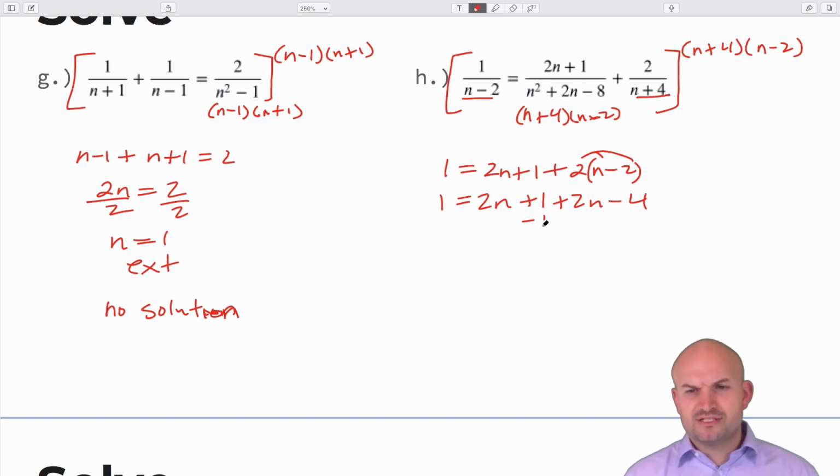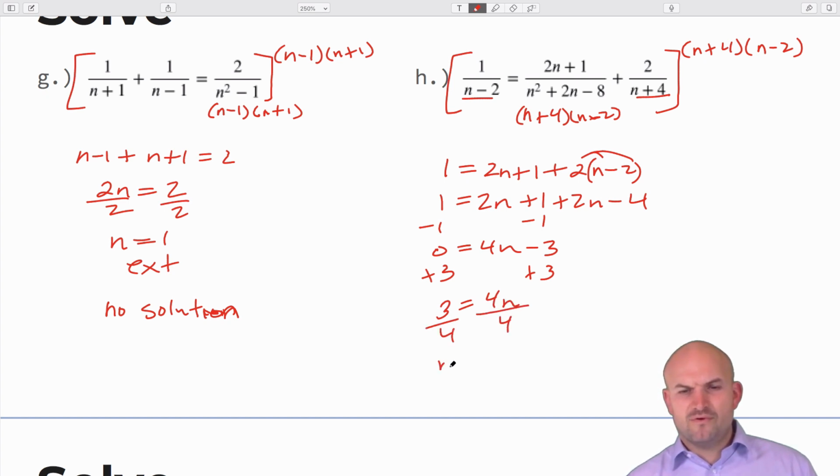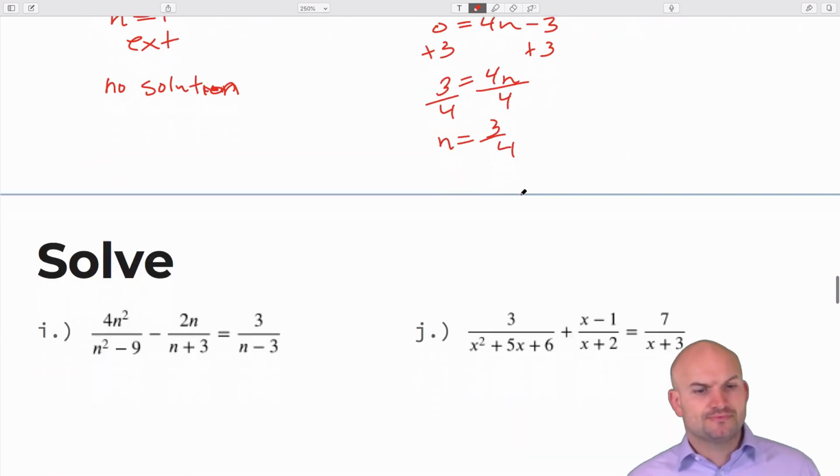All right, so let's subtract the 1 here, and then let's combine like terms. So I have 0 equals 4n minus 3. Add the 3. 3 equals 4n. Divide by 4. Divide by 4. N equals 3/4. Okay. And yep, there you go. One solution. Just make sure it checks, verifies, all good.